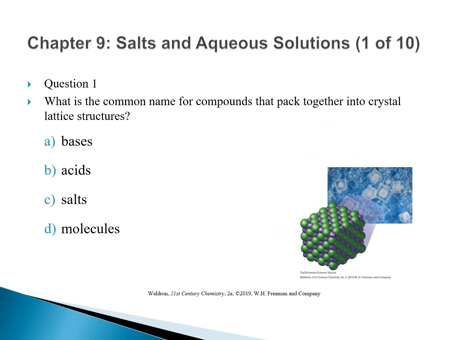Question 1. What is the common name for compounds that are packed together into crystal lattice structures? A. Bases. B. Acids. C. Salts. D. Molecules. Please pause your video here. The correct answer is C.